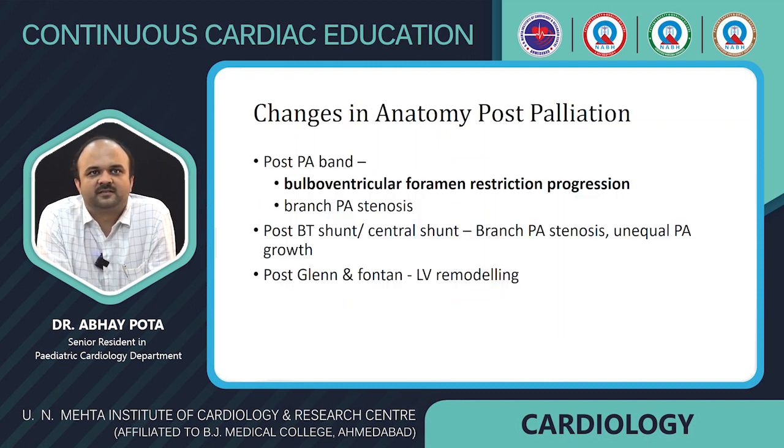What are some of the changes seen in anatomy post palliative surgeries? Post PA band, bulboventricular foramen restriction can progress. There is something called bulboventricular foramen area index. In certain studies, it has been found that less than 2 cm² per meter square of bulboventricular foramen area index is associated with bulboventricular foramen restriction post PA band surgery. Then branch PA stenosis can occur. Post BT shunt or central shunt, branch PA stenosis or unequal PA growth can be seen. Post Glenn and Fontan, LV remodeling can be there.